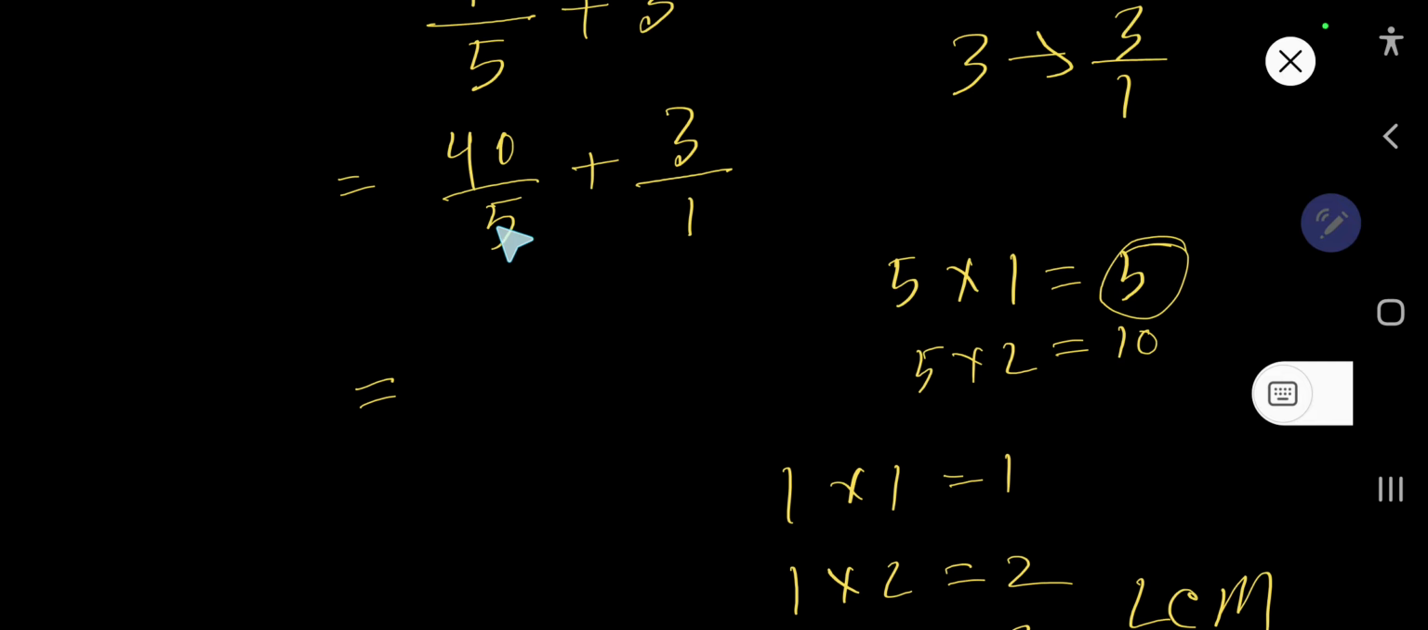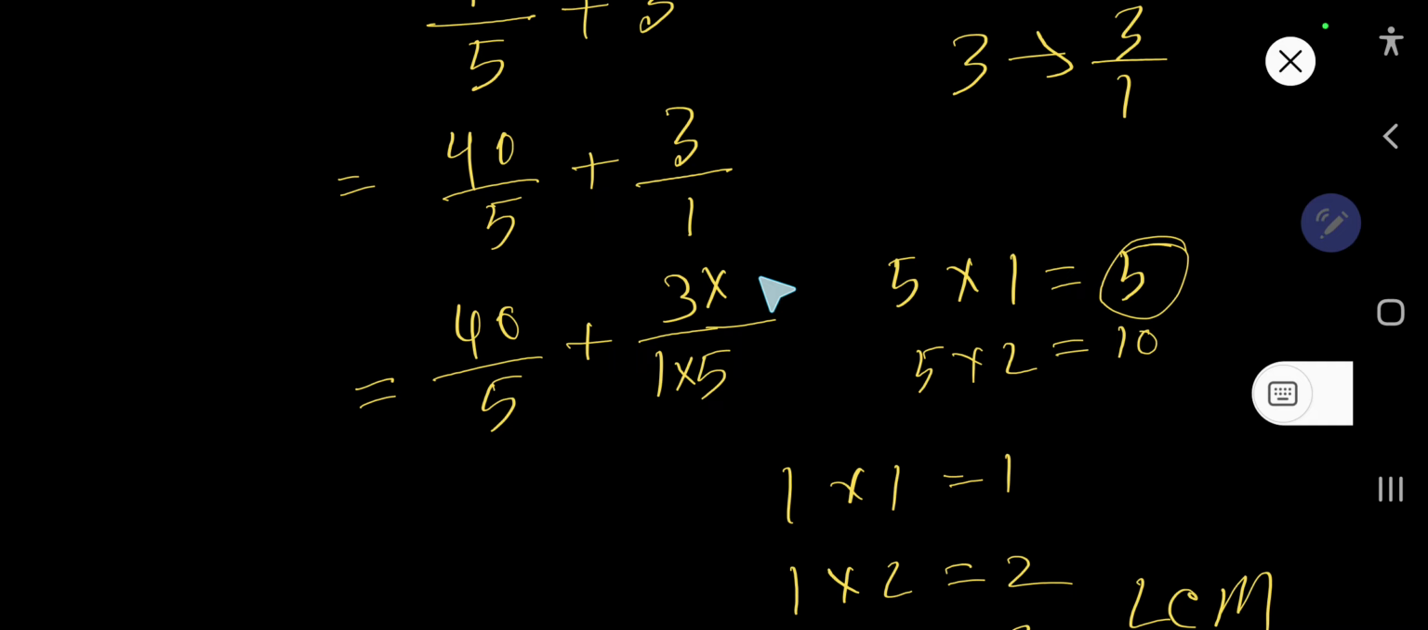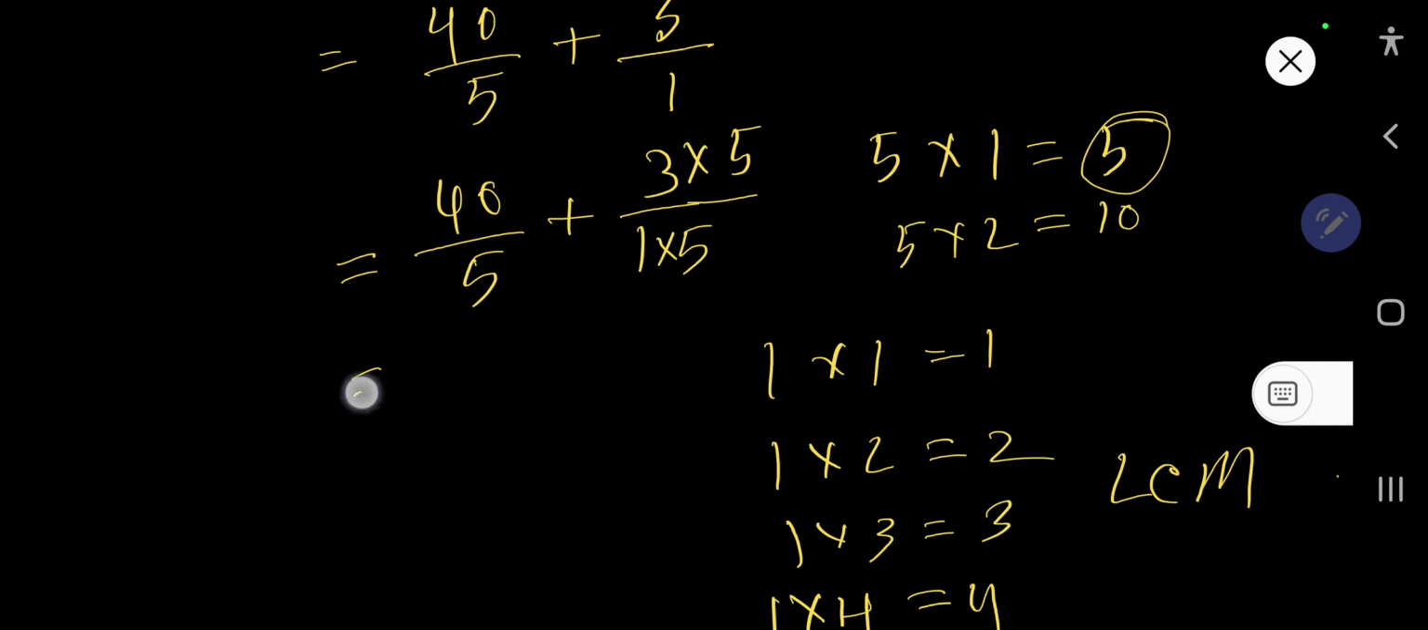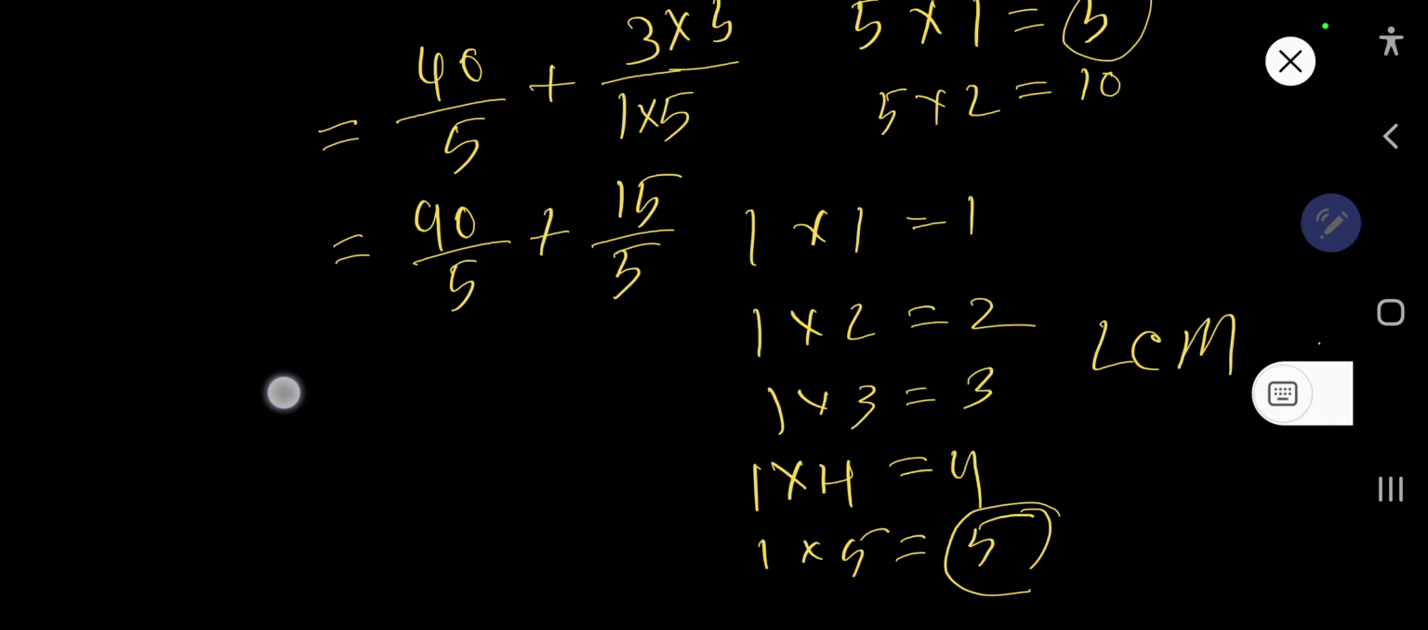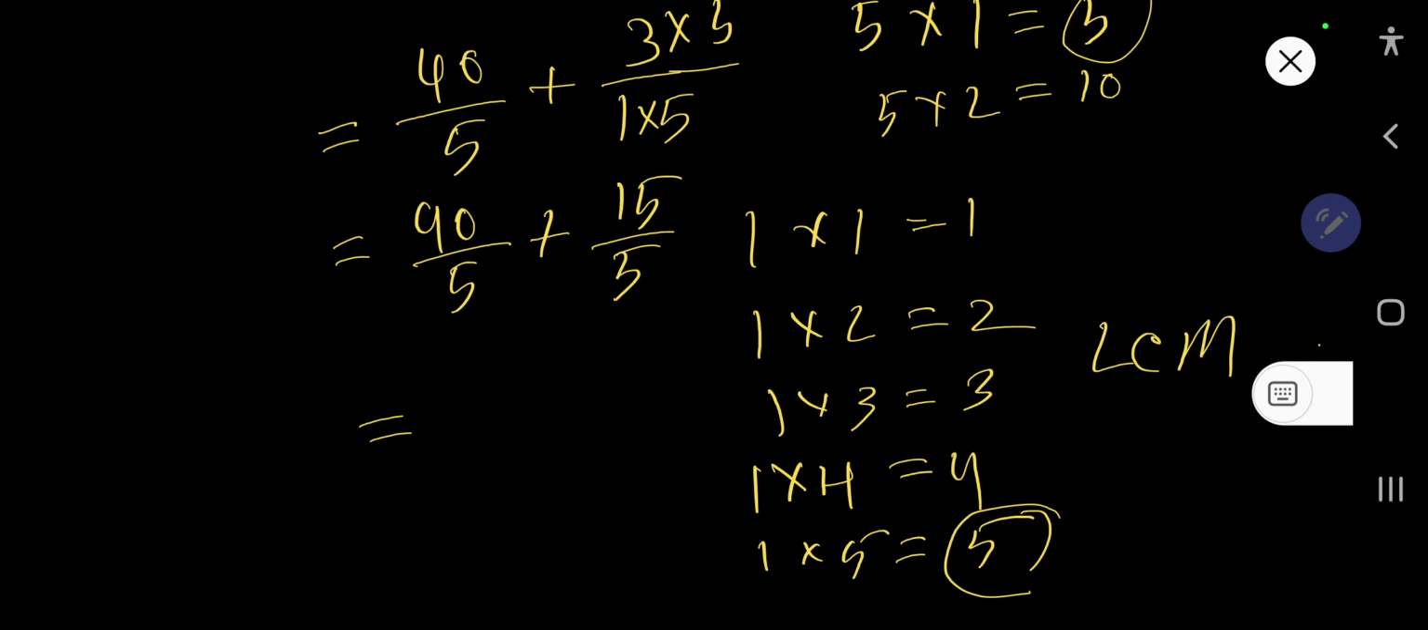So look, here we have 5, but here we don't have 5. So we have to make this denominator 5. That is why, look, we can multiply here by 5. If you multiply by something to the bottom, then that thing must come to the top. So look, now both fractions have 5 as a denominator. So now add these two fractions.